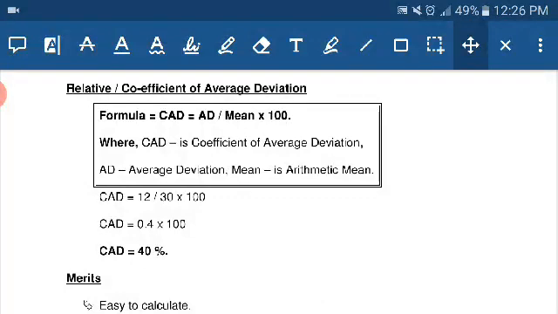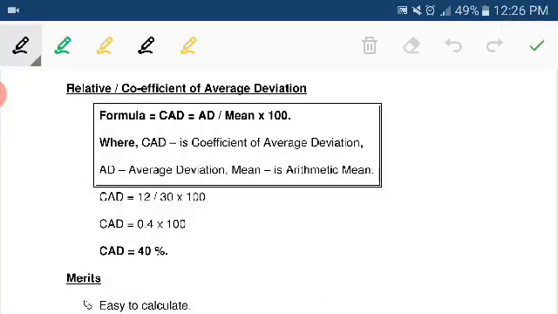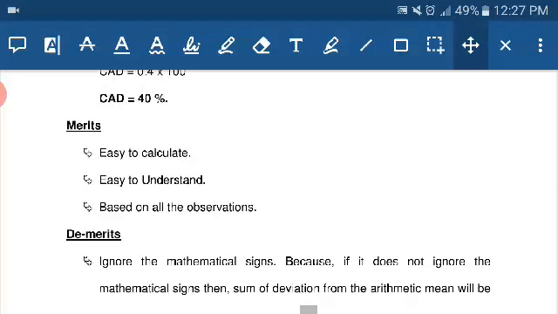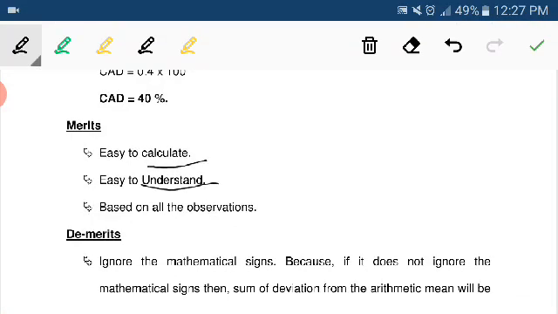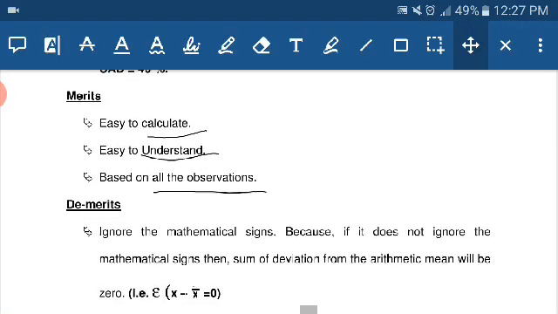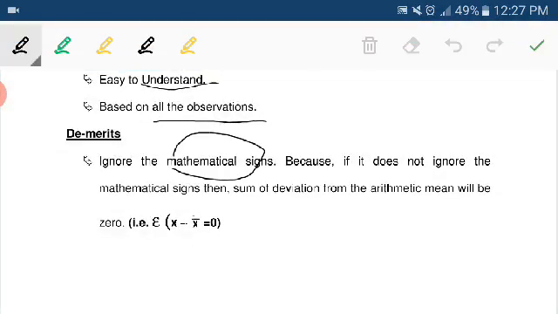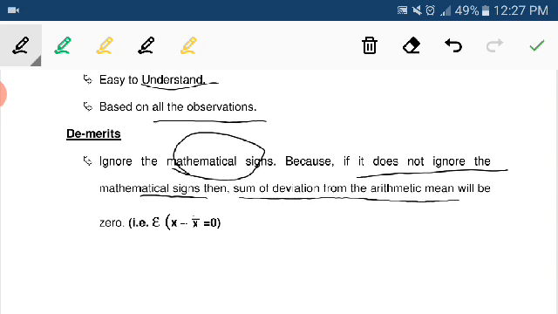The coefficient of average deviation, CAD, is AD divided by mean, into 100. Merits: easy to calculate, easy to understand, based on all the observations. Demerits: it ignores the mathematical signs, because the sum of deviations from the arithmetic mean will be 0, that is, summation of x minus x dash equals 0.